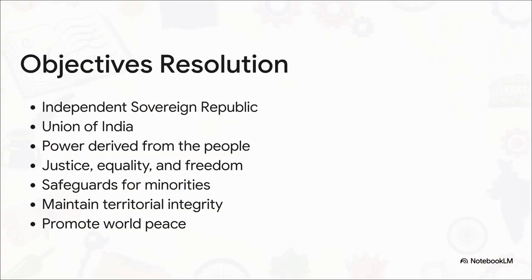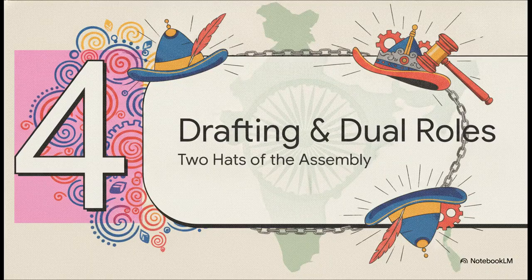These core principles envisioned a true union of India where all power is derived directly from the people. It promised justice, equality, and robust safeguards for minorities and oppressed classes. Unanimously adopted in January 1947, these exact principles eventually transformed into the famous preamble we all know today. Section 4. Drafting and Dual Roles.